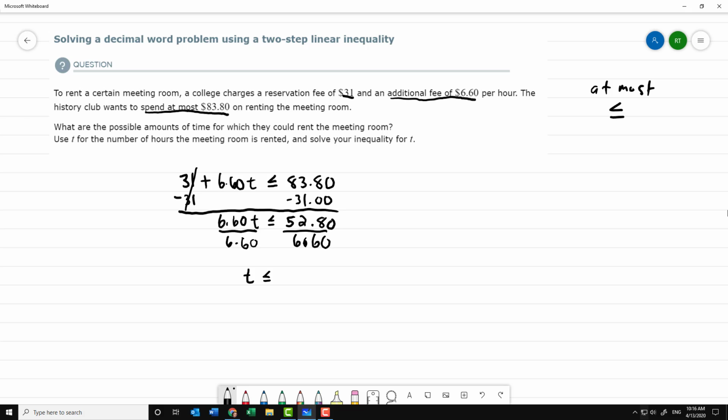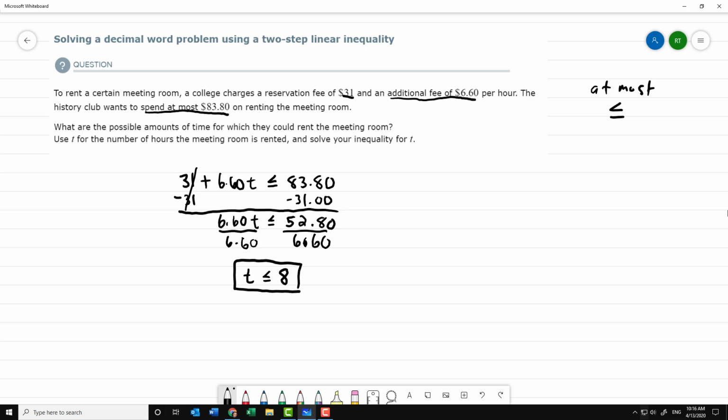And let me calculate this. We get 52.80 divided by 6.60, and we get 8 as the final answer. So to answer the question, the possible amounts of time they can rent the meeting room for is 8. So at most 8 hours.